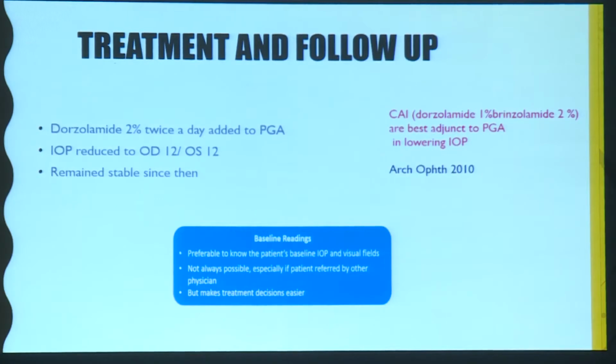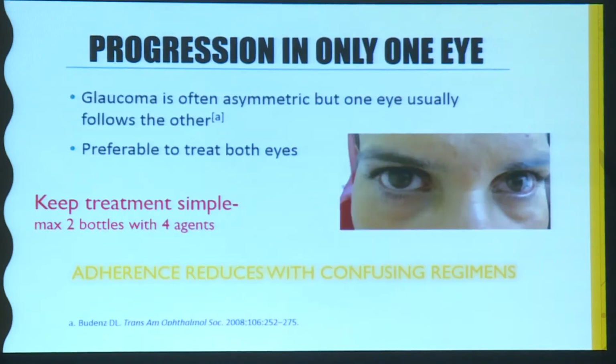So, in this patient, we added dorzolamide twice a day to a PG analog. The IOP reduced to 12 in both eyes, and the visual fields have remained stable since then. There's also an article quoting that carbonic anhydrase inhibitors are the best adjuncts to PG analogs in lowering the IOP. You might have situations where there's progression in only one eye, but make sure not to give too many confusing regimens to your patient, maximum of 2 bottles and 4 agents.